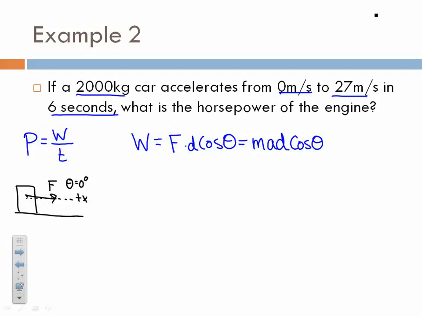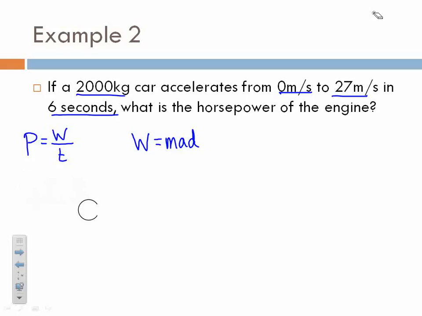And we know that the cosine of 0 is just 1, and so what we can do is erase this part of the equation. So this is the equation that I'm going to want to use for work. I'm going to use mass times acceleration times the distance. Yeah, that's a mad W. I like that. That's good stuff. All right. So we need to find our acceleration and we need to find our distance. And the only way that we can do this is by solving for them using the kinematics equations. All right. So we'll start by solving for acceleration.